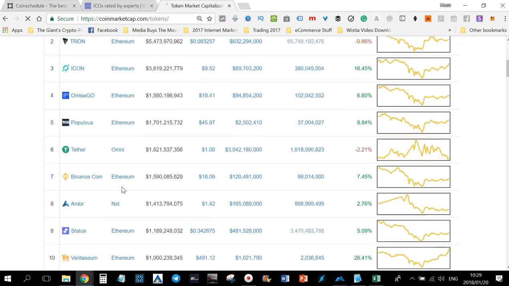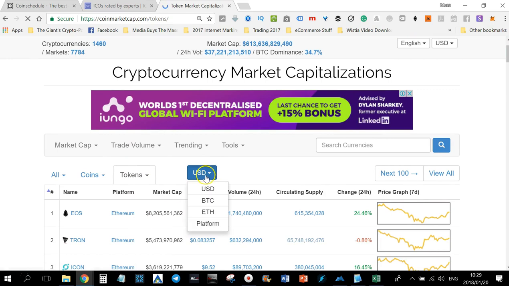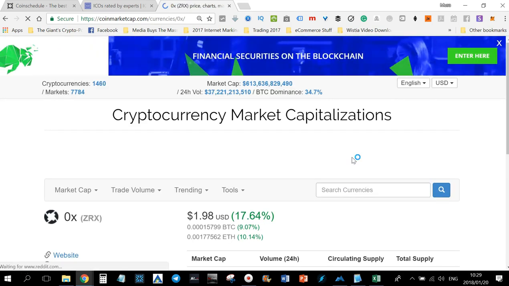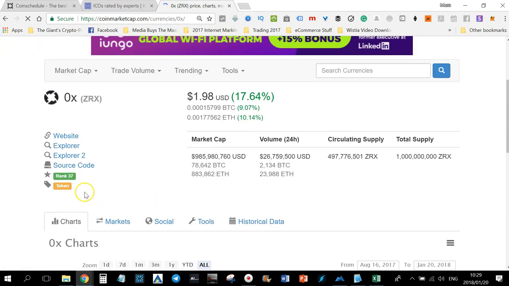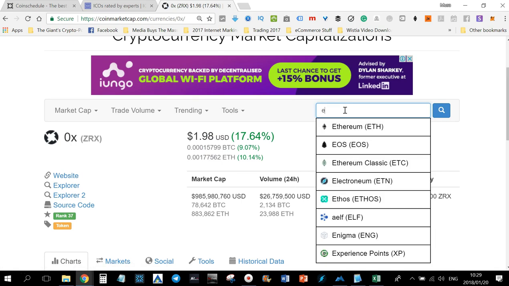Alright, so that's it about that tab. And then again, you can switch between different currencies using this button here. And as I indicated, you can also quickly search for the token or coin that you are looking for by just typing its name here. Let me say I'm looking for 0x, right, which is one of my favorite tokens right now. So I was able to quickly find it, and you can see that it's ranked at number 37, so I didn't have to scroll up and down in order to find it. Let me say I'm looking for another one, maybe called Ethereum, for example.